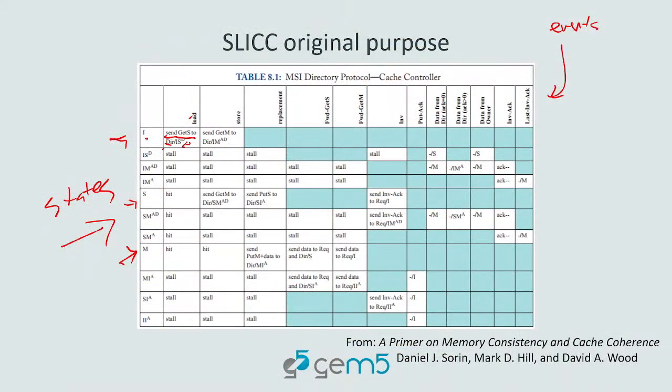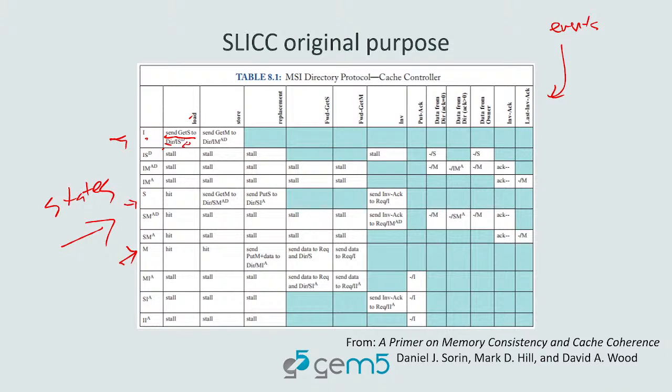So for instance, I, S, and M. And then up here, we have events. And so we're describing a state machine. So for instance, if the current state is I, and you get a load, then what you do is send a GetS to the directory, and then transition to the transient state ISD. So this transient state ISD means we're transitioning from I, going to S, we're waiting on data.